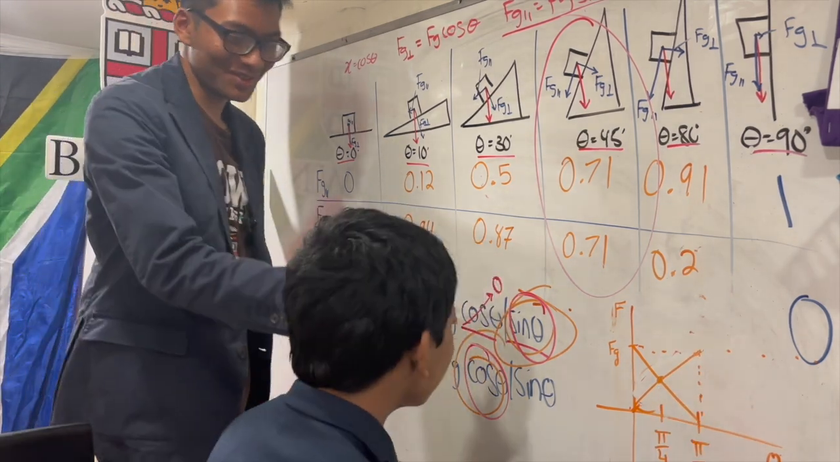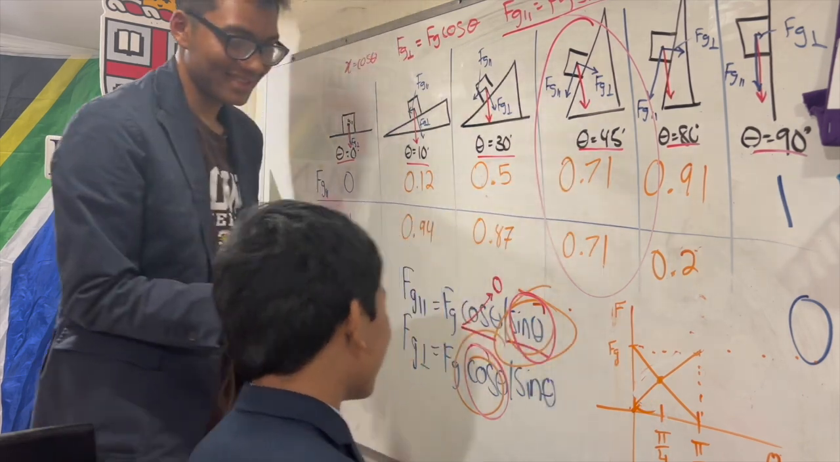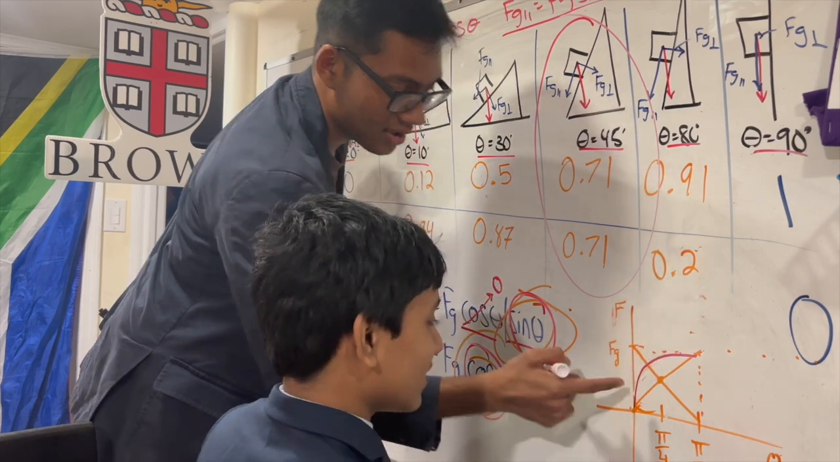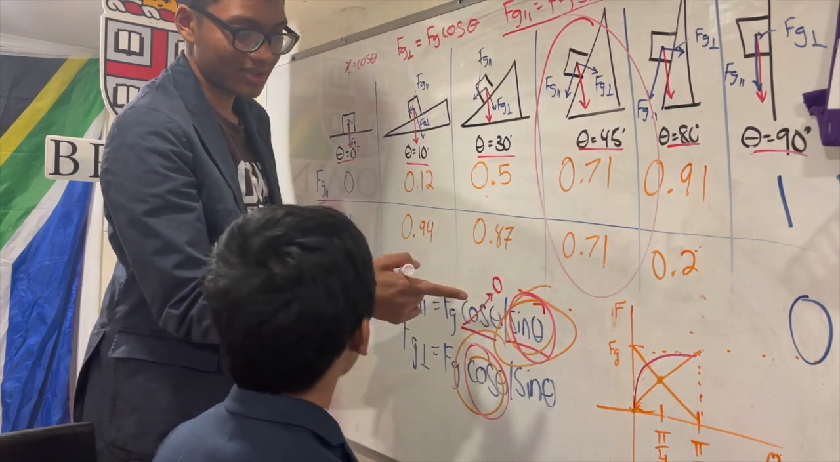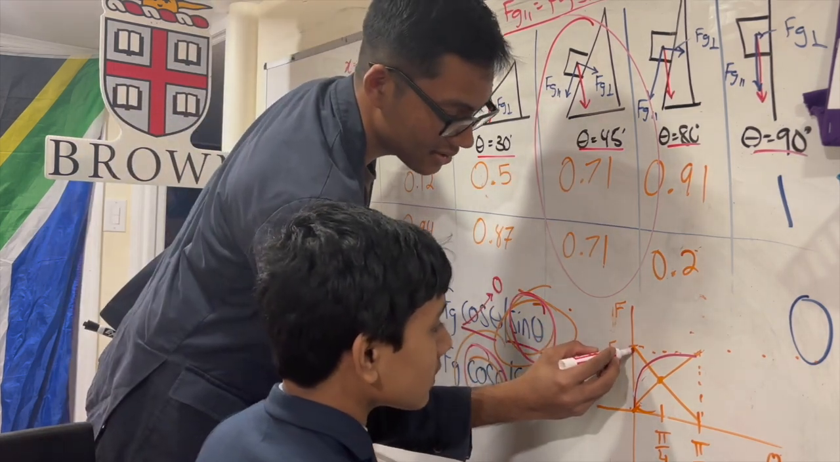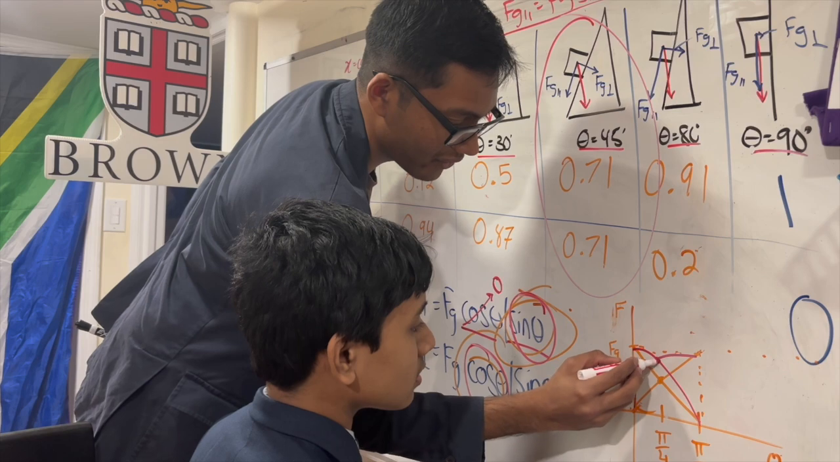Now look at this. This is low-hanging fruit. Is this sine or cosine? I don't remember. That's sine, it starts at 0. And this is cosine. So they're equal at 45, right?